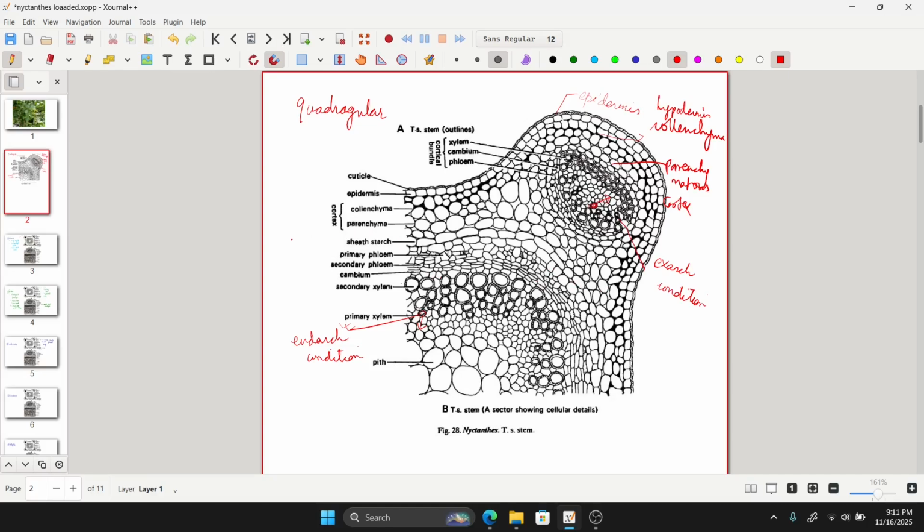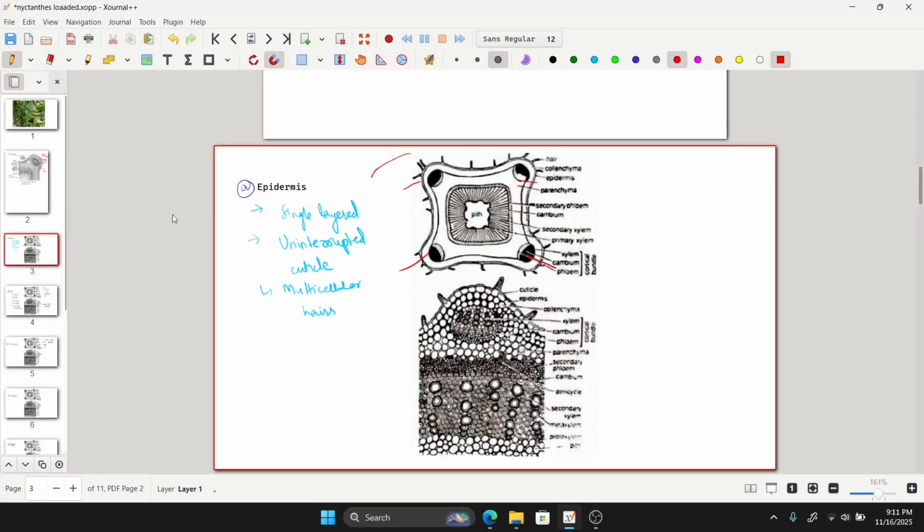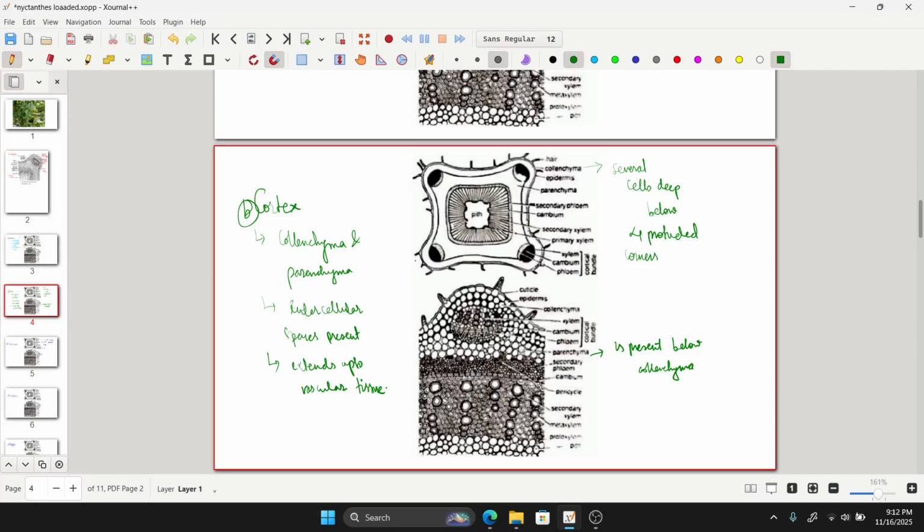And now let's move to the one by one descriptions in detail. First of all, the epidermis. Here the epidermis is a single layer which consists of rectangular cells, and it has an uninterrupted cuticle in its formation, and also there are many multicellular hairs present. Now the second one is the cortex, which is both collenchymatous and parenchymatous in structure, with intercellular spaces present, and it extends up to the vascular tissue.